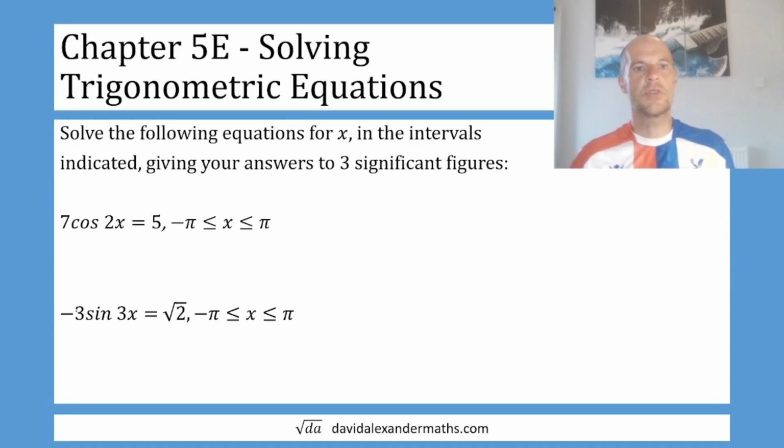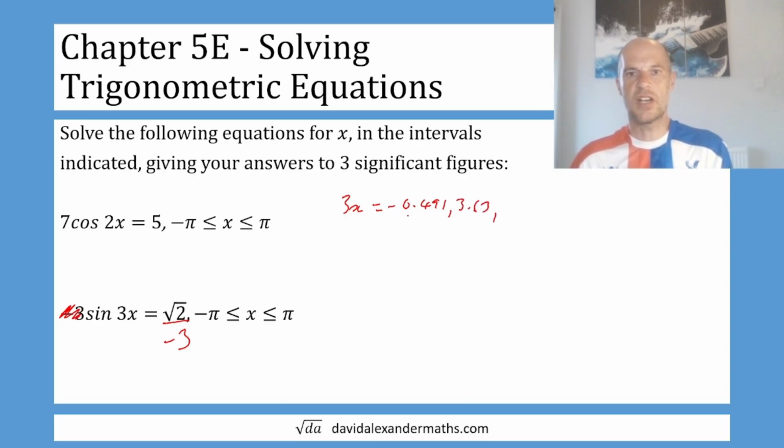So for the second example, nice and easy to begin with, we're just going to divide by negative 3. So these are the solutions to 3x. So 3x is the inverse sine of root 2 divided by negative 3, shift sign, answer. So the first one is negative, so minus 0.491 even. The next one, because this is sine, is going to be pi minus that answer. That's 3.63.